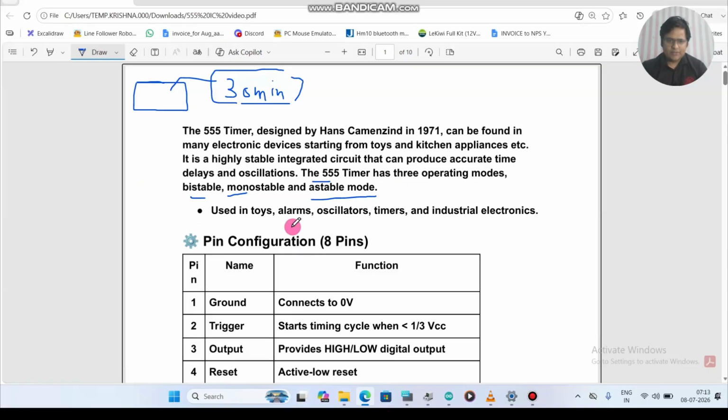As I said, this IC is used in toys, alarms, oscillation, timers, and industrial electronics also. It has very vast applications.